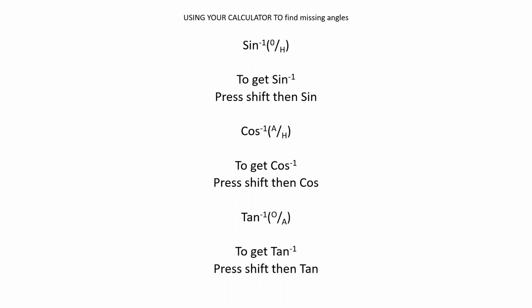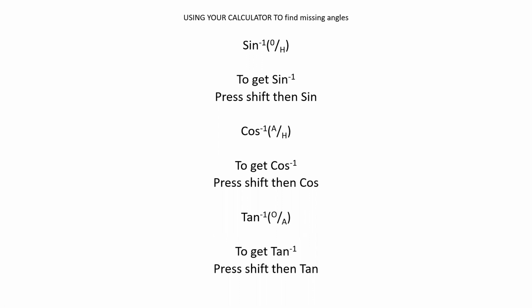Today, in our lesson, we'll be looking at how we can use our calculator to find missing angles in a right-angled triangle. Now, from our first lesson, we should recall that the sides of the right-angled triangle we describe as H for the hypotenuse, which is the longest side, and this is opposite the 90 degrees.